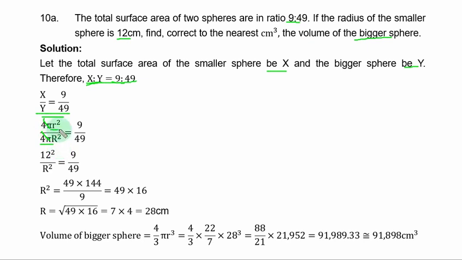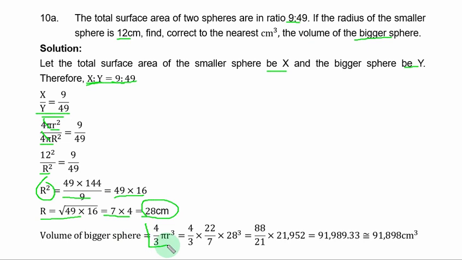Radius of the smaller sphere is 12. So you have 12 squared over capital R squared equal to 9/49. If you make R squared the subject, you have this result. That simplifies to this, and R is the square root of this, which is 7 times 4, and you have 28 cm.